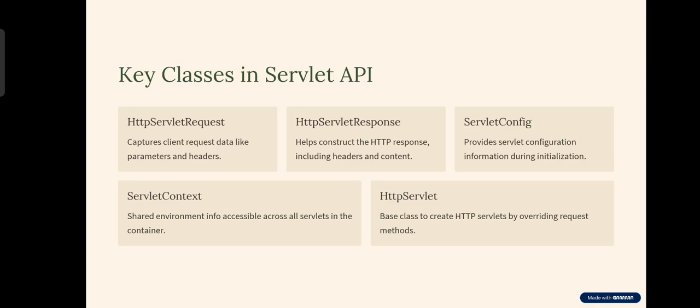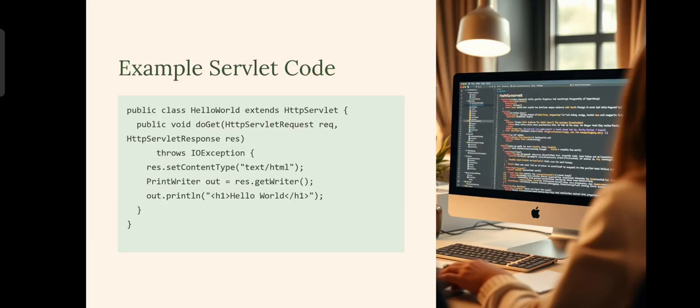Key classes in the servlet API. First is HttpServletRequest, which captures client request data like parameters and headers. HttpServletResponse helps construct the HTTP response, including headers and content. ServletConfig provides servlet configuration information during initialization. ServletContext provides shared environment information accessible across all servlets in the container. The last one is HttpServlet, the base class to create HTTP servlets by overriding request methods.